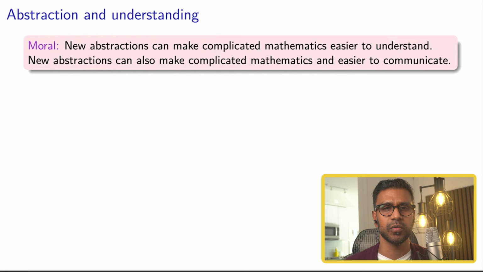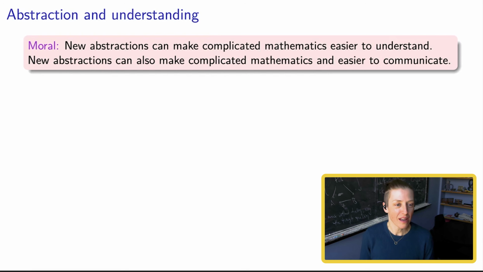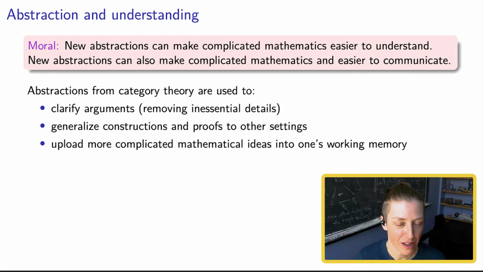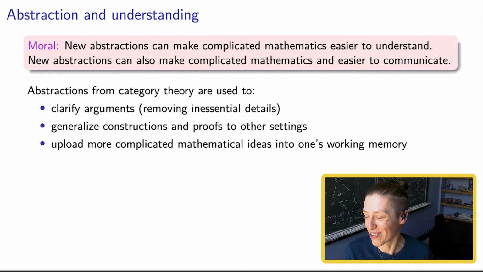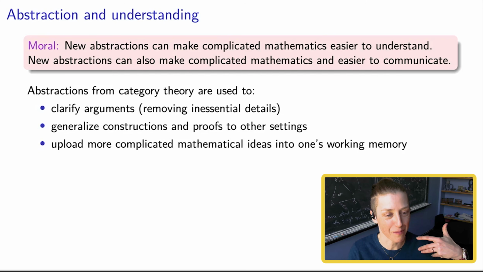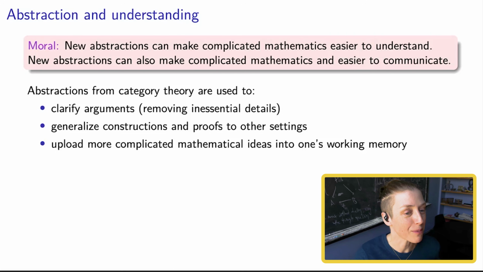How so? Why is that? So I think what abstractions from category theory do is they're used to clarify arguments, removing inessential details. They're used to generalize constructions and proofs to other settings. So there's lots and lots of left adjoints and lots of coproducts. And before encountering these terms, you might not expect that they would have that relationship, that the left adjoint preserves the coproducts. But now that it's described more generally, it's easy to look for examples in other settings.